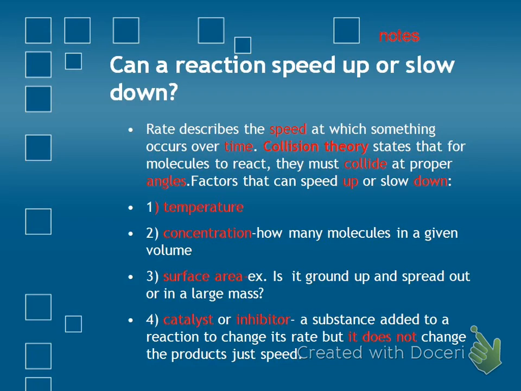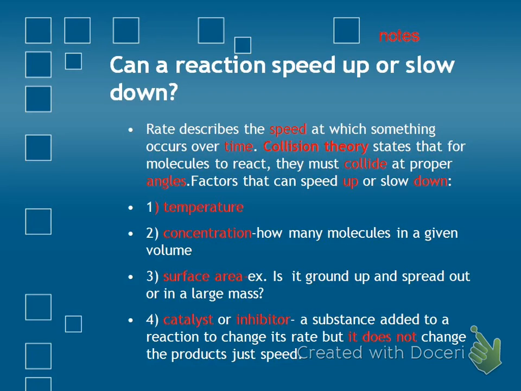So the more molecules that are in a given space, we call that concentration. So if I want to speed up the reaction, I would use a very concentrated form of the chemicals. It would not be diluted at all. If I want to slow it down, I would dilute the concentration of my chemicals by adding water or rubbing alcohol, some other solvent that would just dilute and spread out the molecules.